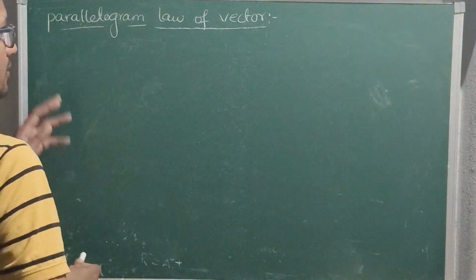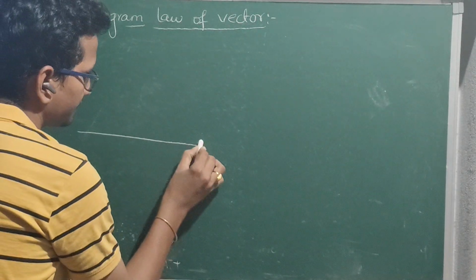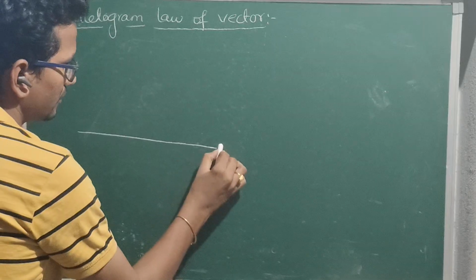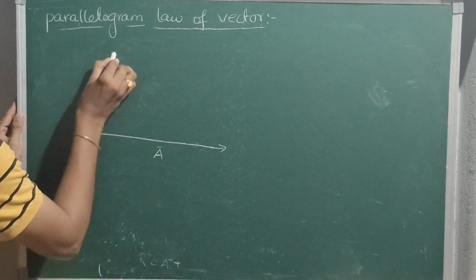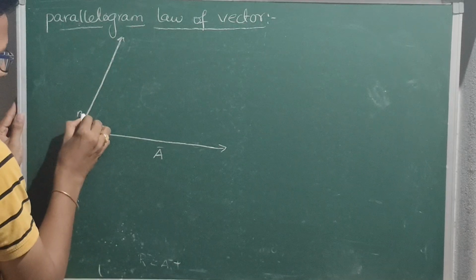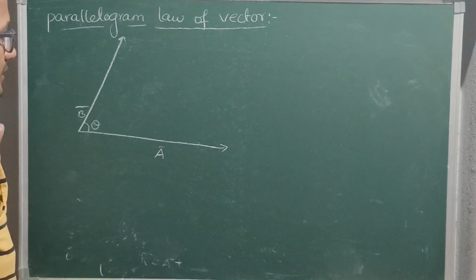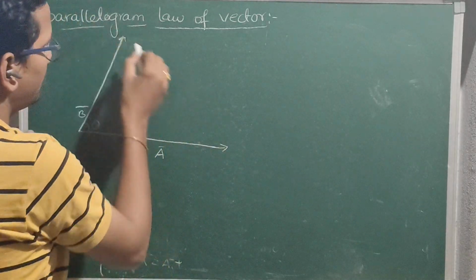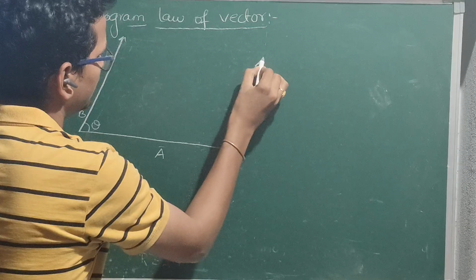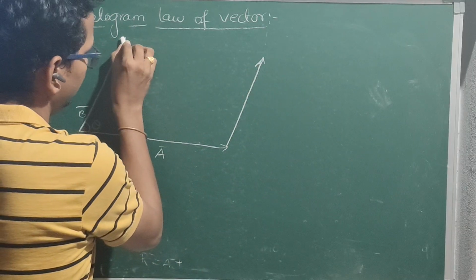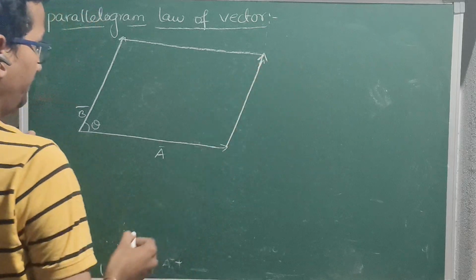From this parallelogram law of vectors, we take two vectors. One is the a bar vector and another one is the b bar vector, making an angle theta. Again, we can draw the parallelogram, drawing the parallel lines. Two adjacent components are there.